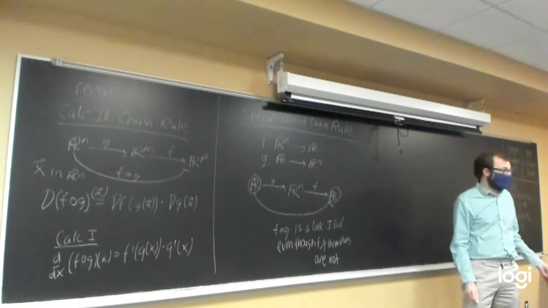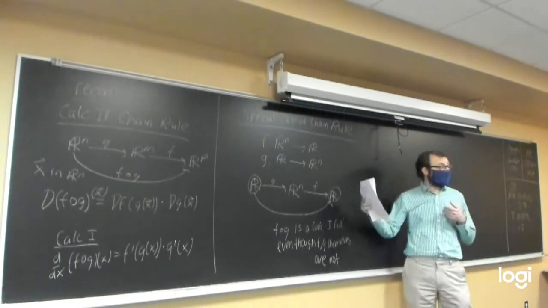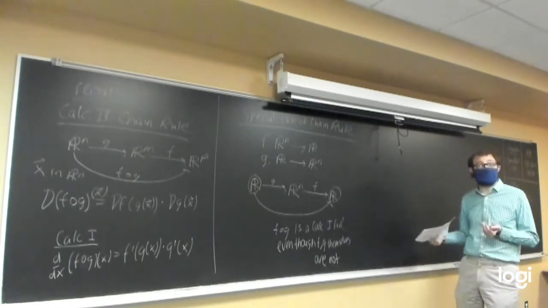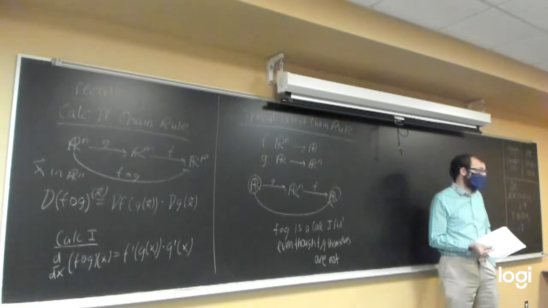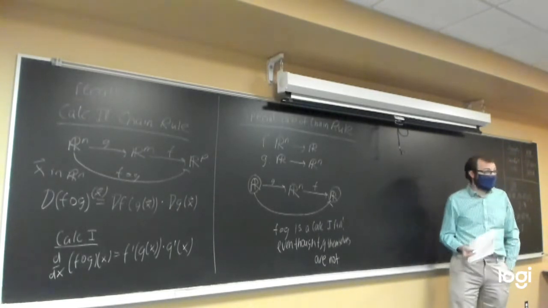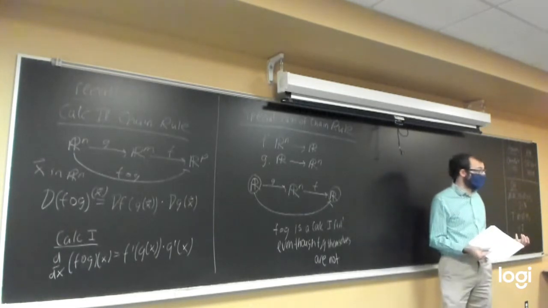F is going to be a function that takes in vectors as inputs. G is a function that's going to spit out vectors as outputs. But if we were to do G and then F to a single scalar, we're going to end up with a scalar. And so in that sense, f composed with g will still be a Calc 1 type function.